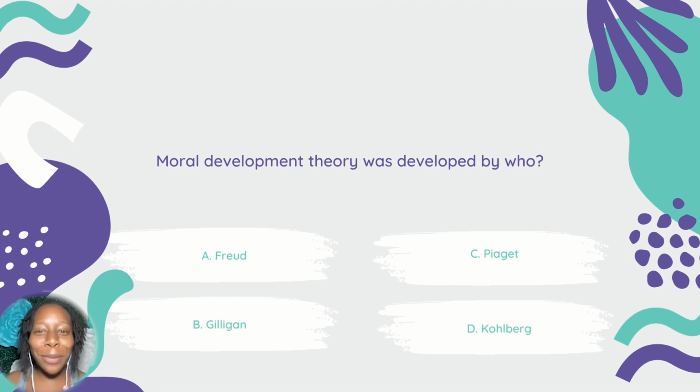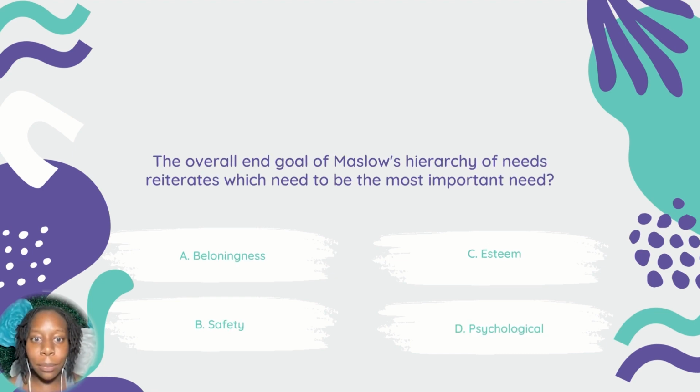All right, moral development theory was developed by who? I'll give you 10 seconds. All right, it's Kohlberg. So if we think about these particular answer choices, Freud was psychosexual. Now, he did talk about morality principle when it came to the id, the ego, and the superego, but he was known for psychosexual development. Piaget was known for cognitive development theories. Gilligan was known for moral development, but moral development in regards to girls and women. Kohlberg was general moral development. So that is our answer.